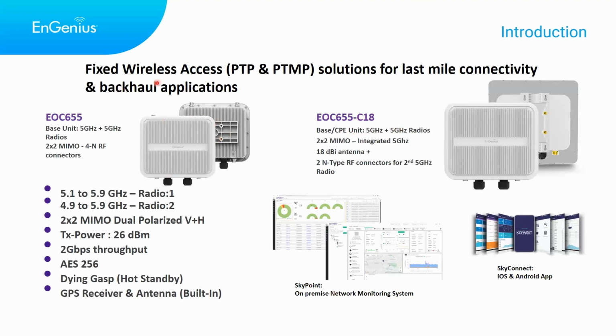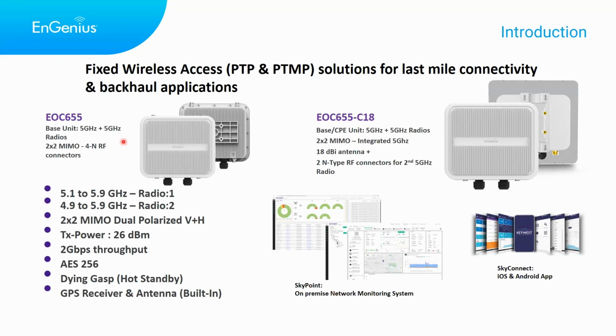The 655 has dual radio. All of our models are dual radio. Actually, three; I'll talk about the third radio later on. It has two 5 gigahertz radios which act independently from each other. That means radio 1, you can use for your backhaul. Radio 2, maybe you can use as your redundant link in case radio 1 fails. Or you can have them work separately.